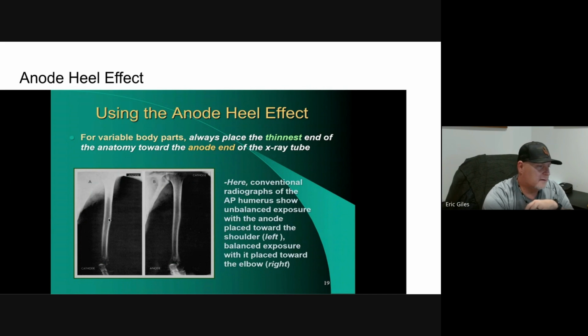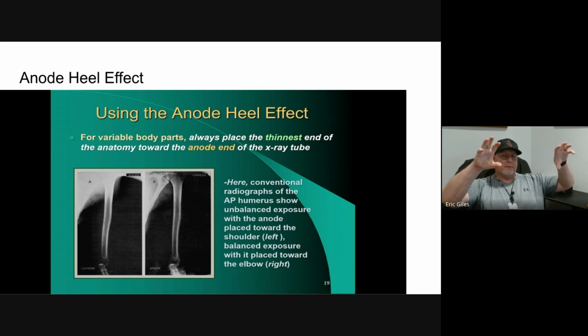Here is a picture of a humerus. Now this first picture right here, they obviously took with the patient's head towards the anode. You can look at your X-ray tube in your respective clinics, and you can see which one's negative and which one's positive. We know that the negative one is going to be the cathode, and the positive one is going to be the anode.